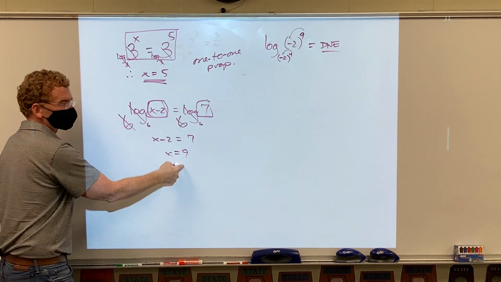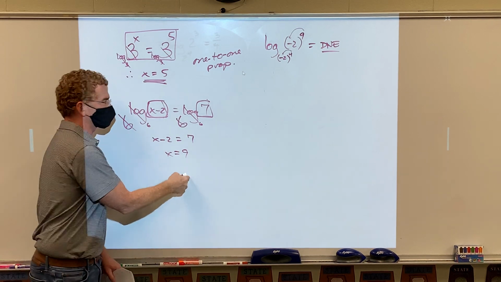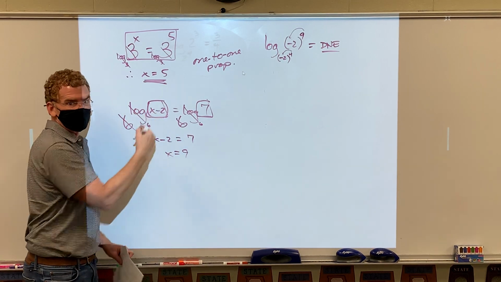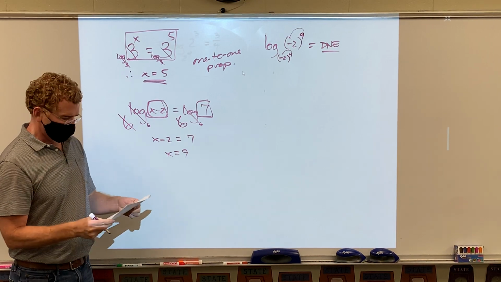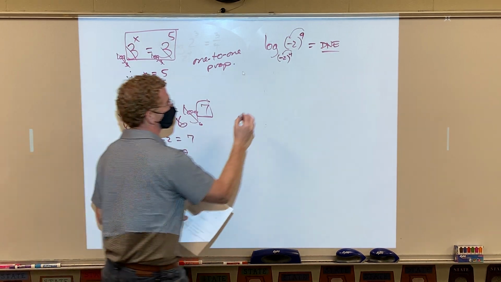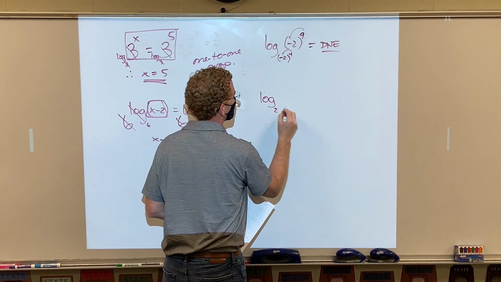And then don't forget with logs, you always check your answers, because if you get something that when you plug it back in, you'd be logging a negative or a 0 or something like that, you have to throw it out. All right? Okay, so be careful on that because this happens sometimes.